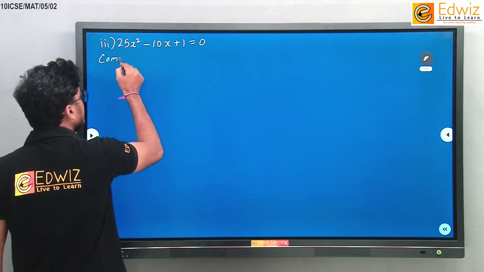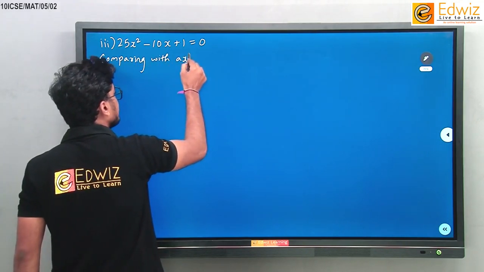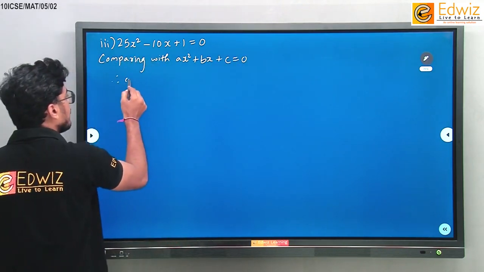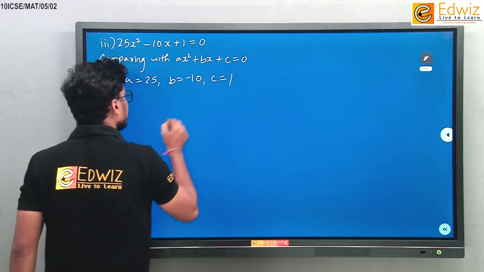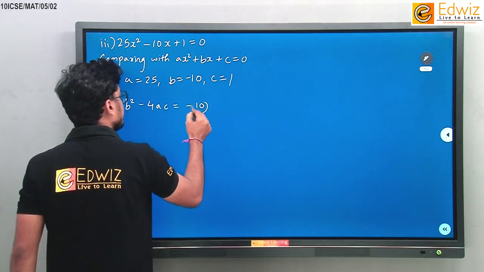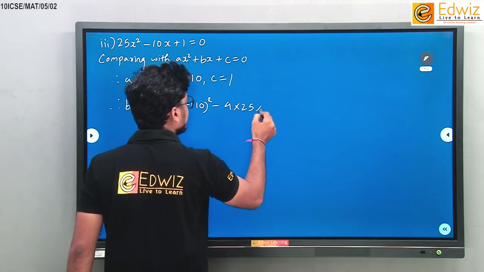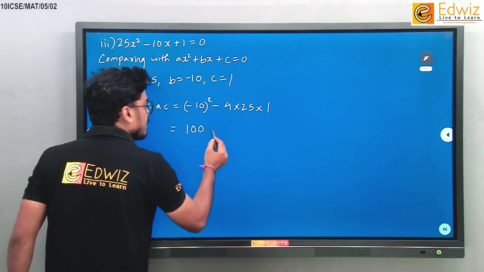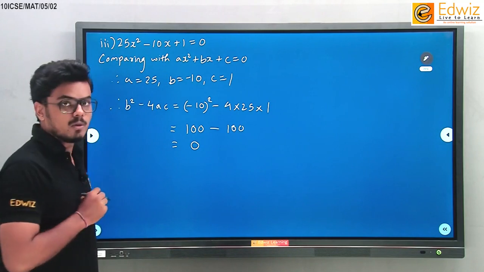Before that, find out a, b and c by comparing with the standard form, that is ax square plus bx plus c equal to 0. So a here is 25, b is minus 10, c is 1. Find out b square minus 4ac, that is minus 10 square minus 4 into 25 into c is 1. So here you can see minus 10 square will be positive 100 and minus 4 into 25 is also 100. So the value here is 0.